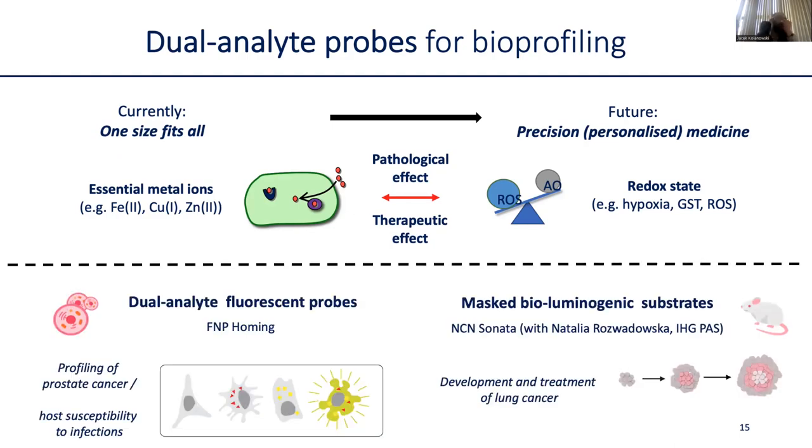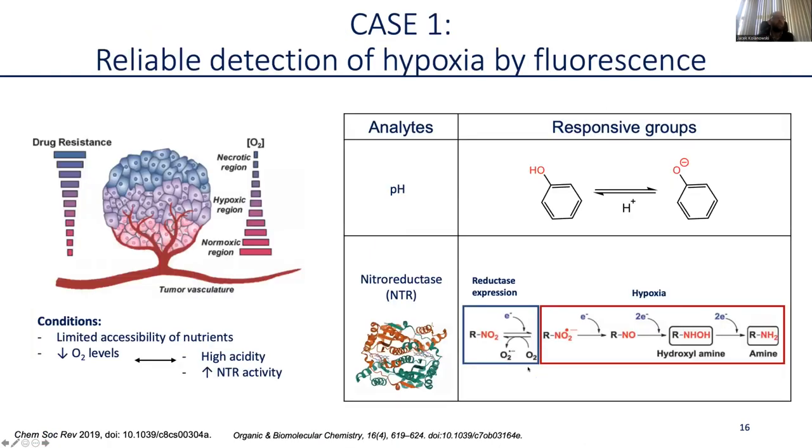And so what we do in that aspect, we work on both the fluorescent probes, dual analyte ones, and the bioluminescent ones. But today I will focus mainly on the fluorescent probes. And we do that on the model of prostate cancer. So an example of the probes we developed for that is a probe, and the target we wanted to look at is hypoxia.